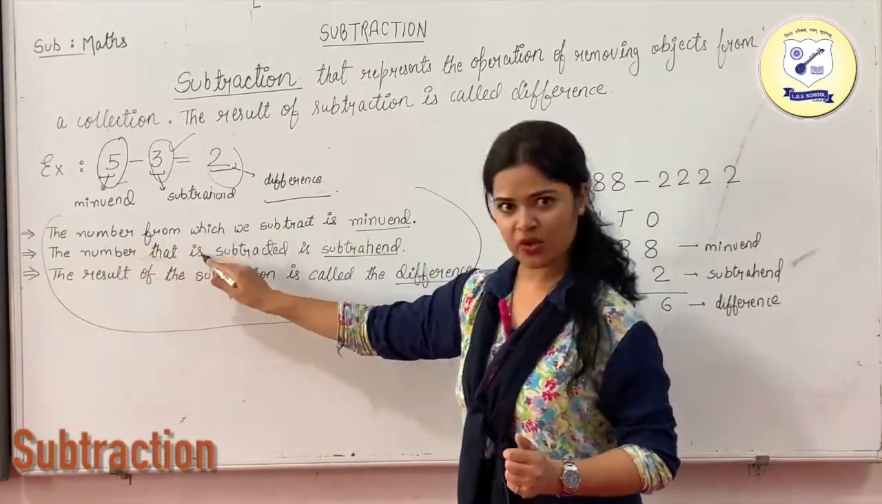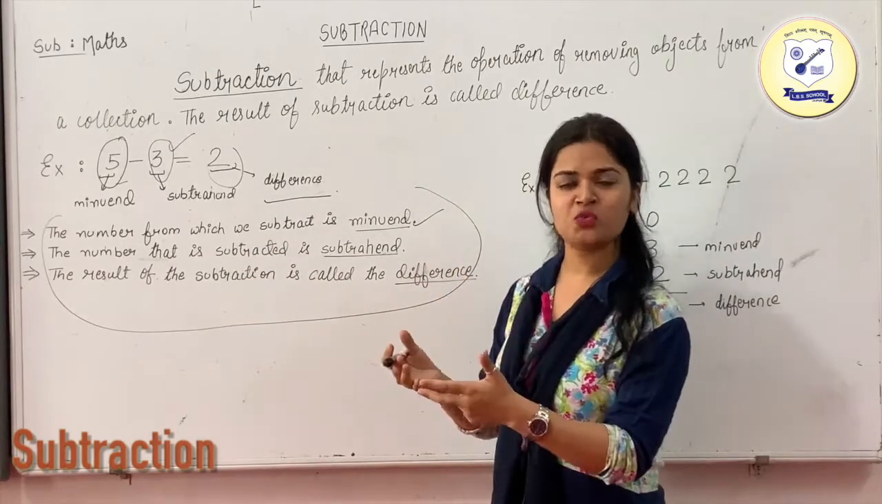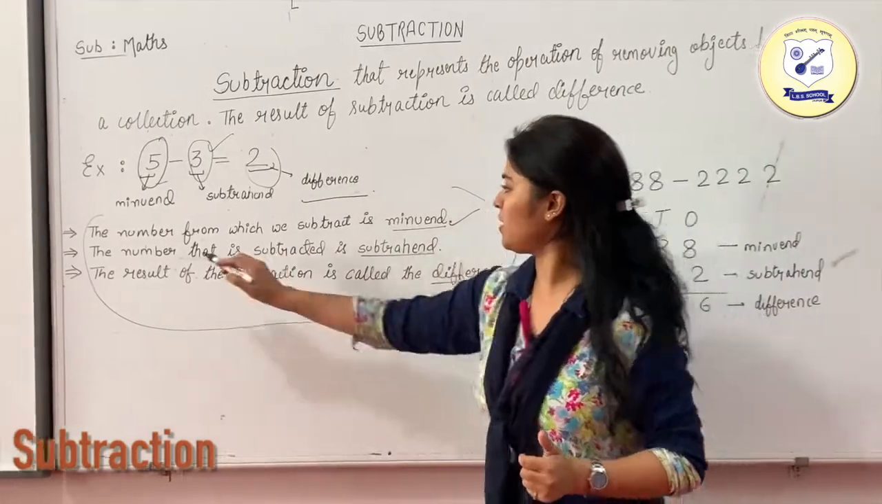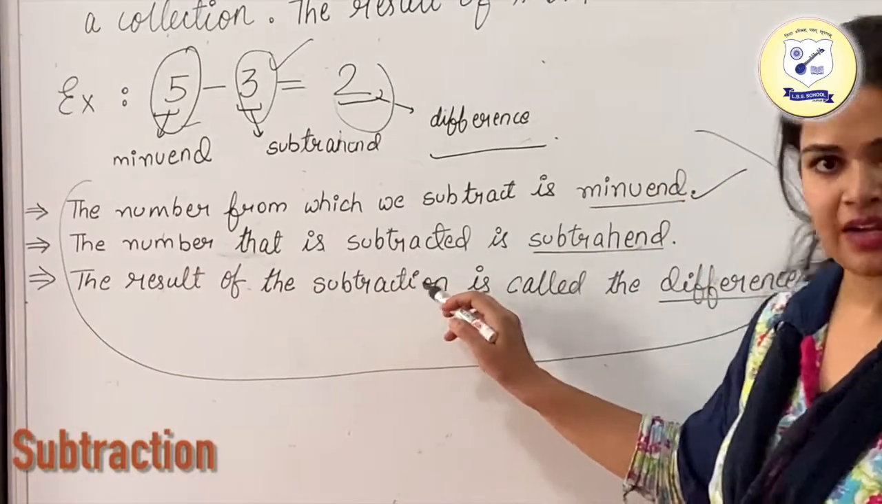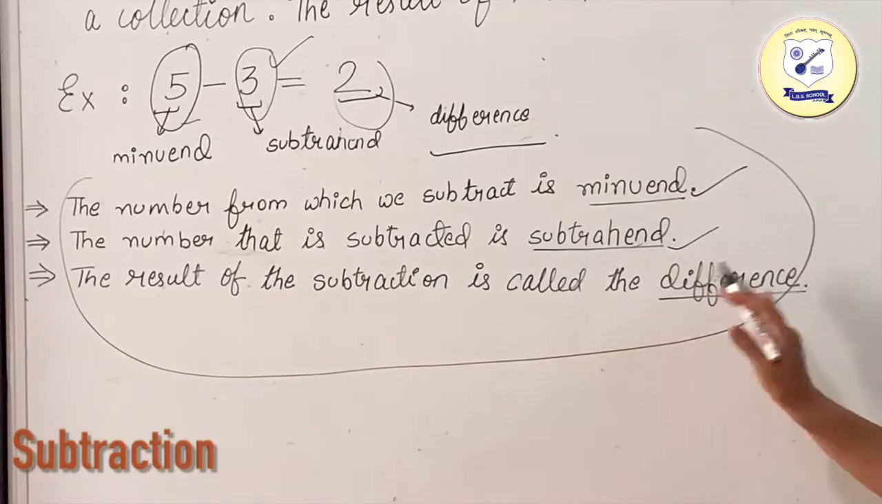The number from which we subtract is called the minuend. The number from which we are removing is known as your minuend. The number that is subtracted is the subtrahend, and the result of subtraction is called the difference.